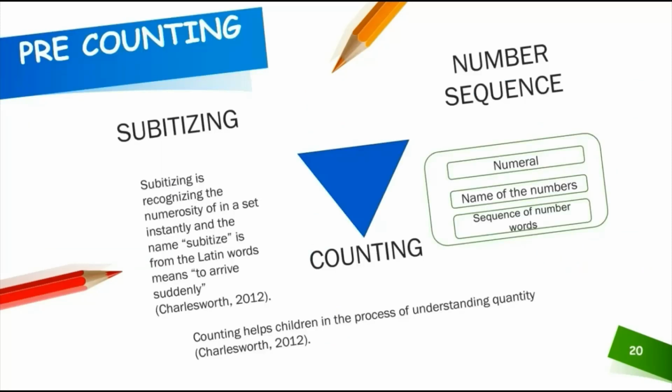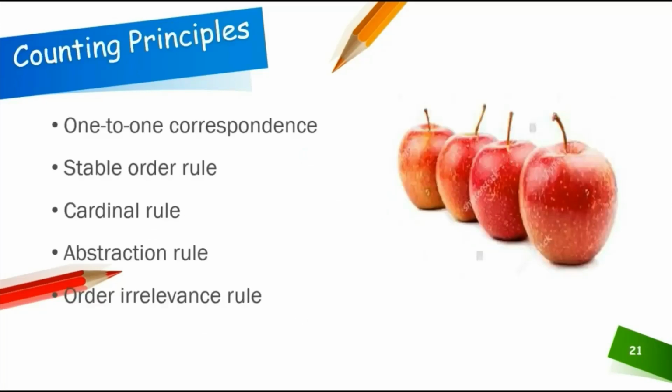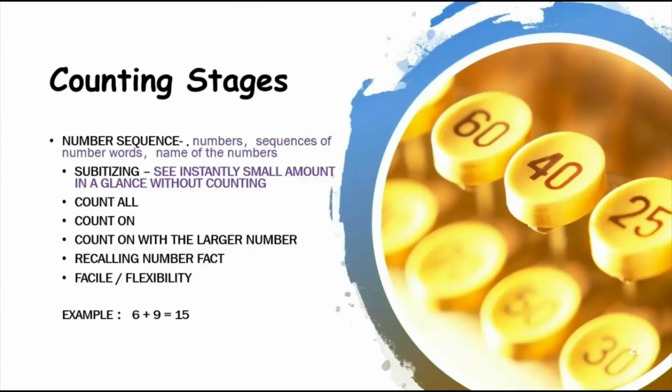When we teach counting, we need to teach the pupils subitizing and the number sequence. The number sequence consists of the numerals, the names of the numbers, and the sequence of the number words. After that, we will introduce the pupils to the counting principles: one-to-one correspondence, stable order rule, cardinal rule, abstraction rule, and the order irrelevance rule. Then we will move into the counting stage.